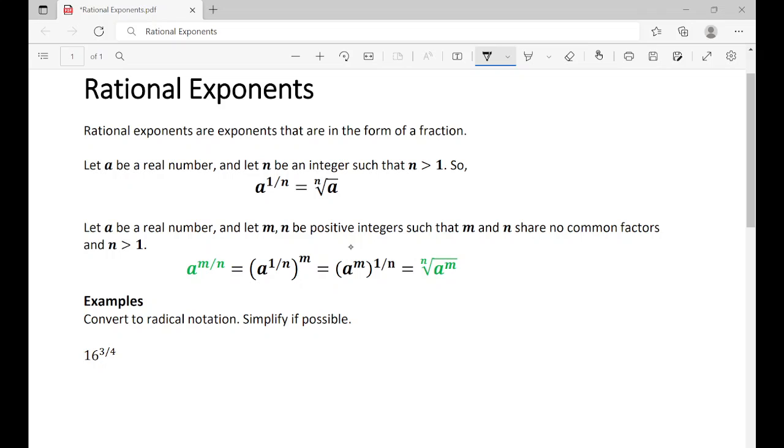What's in green is the more important form that you should be aware of, but the other two in the middle are still 100% the same. If you take the denominator of the exponent, you can bring it to the front and call it the index of the root.